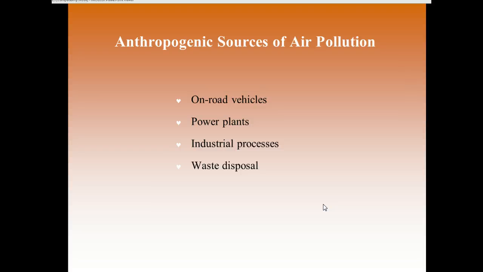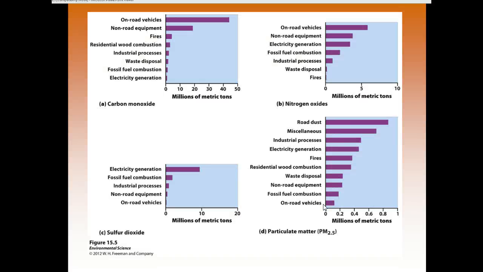Like I said, there are anthropogenic sources, and these are the biggest ones. Here are some examples. For carbon monoxide, the biggest source is our cars. Nitrogen oxides come from our cars and buses. Sulfur dioxide is caused by burning coal, so when we make electricity from coal, we're going to make sulfur dioxide. Particulate matter comes from road dust. If you look at these four things, three of them are because of cars and buses and trucks and things like that.